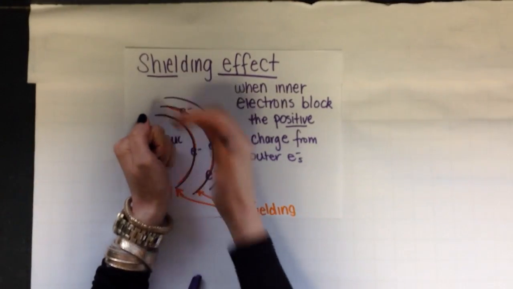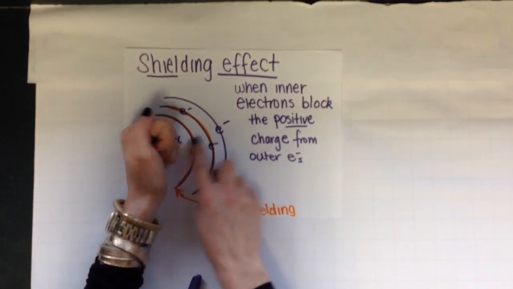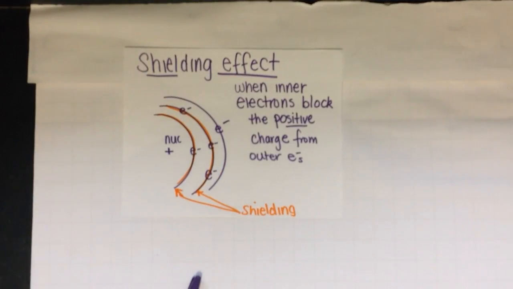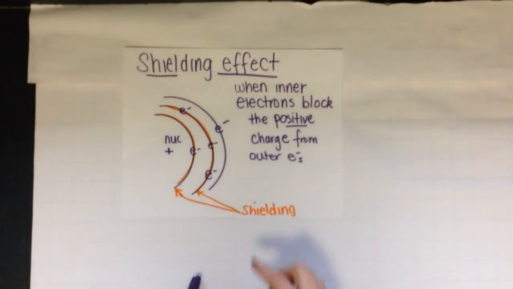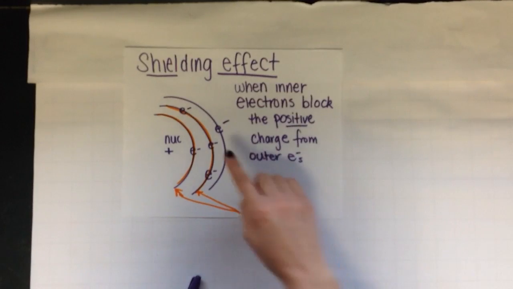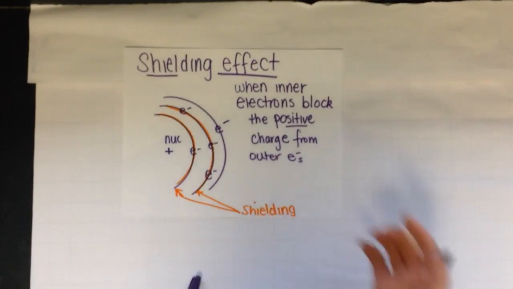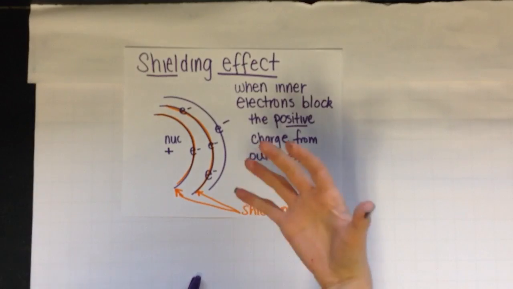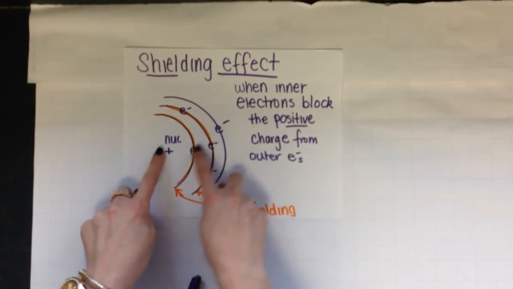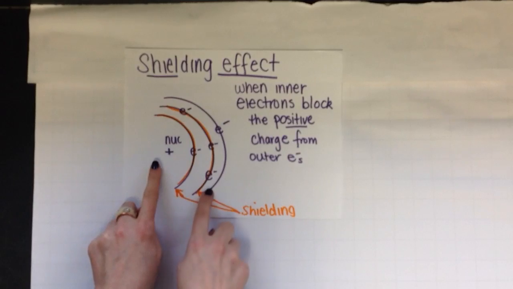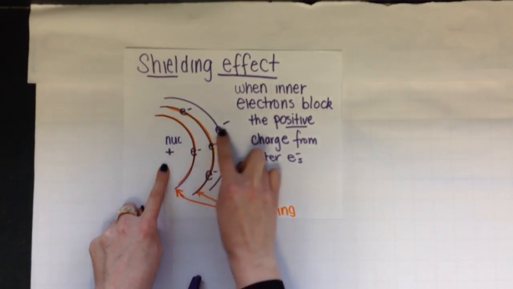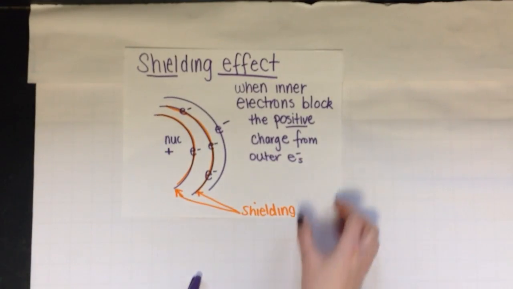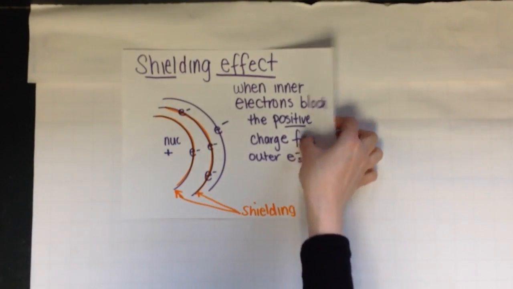Well, what happens when the positive charge is blocked? This electron doesn't feel as much of an attraction. The more shields you have, the more energy levels, the more blocking. So this electron, again, doesn't feel as much of that positive charge. Remember, there's an attraction here. But if you put things that interfere in the middle, then they're blocking and there's not as big of an attraction. Okay, there's still some attraction, but not big. That's called the shielding effect.